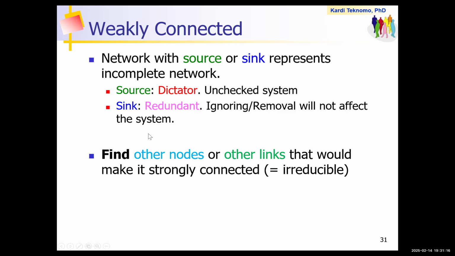Okay, so in that case, you need to find another node or another link. This is how you model, yeah. You need to find another node or link that will make it strongly connected or irreducible. Is it clear? Your modeling is to create a strongly connected system. I repeat it many times. Okay, let's give an example.